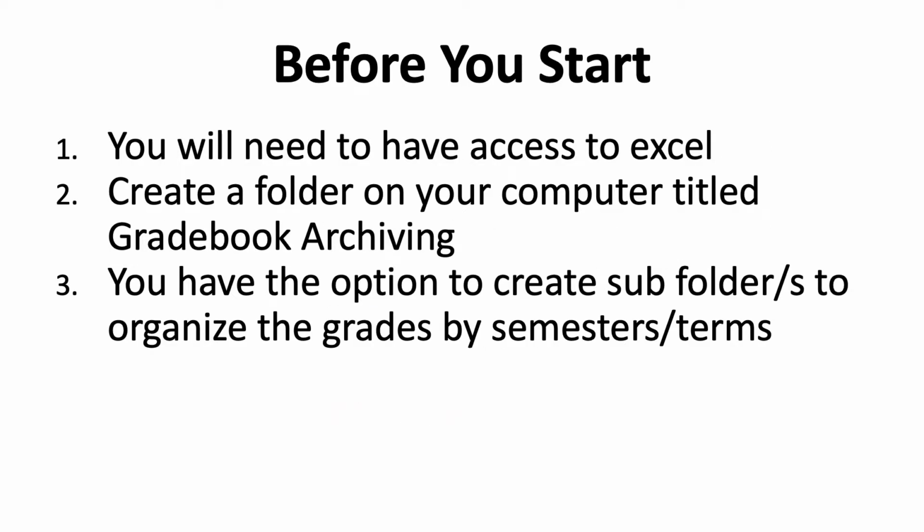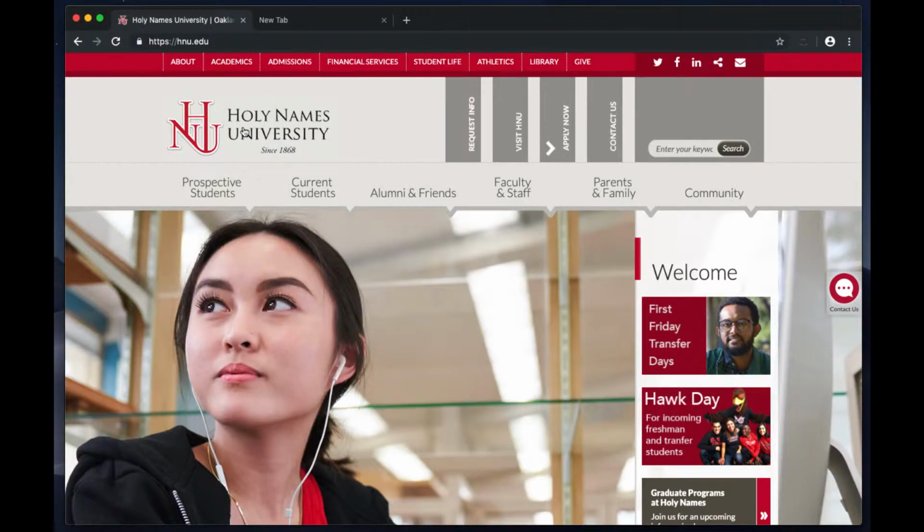Before we get started, you will need to have access to Microsoft Excel. Create a folder on your computer titled Gradebook Archiving. You have the option to create subfolders to organize grades by semesters or terms.